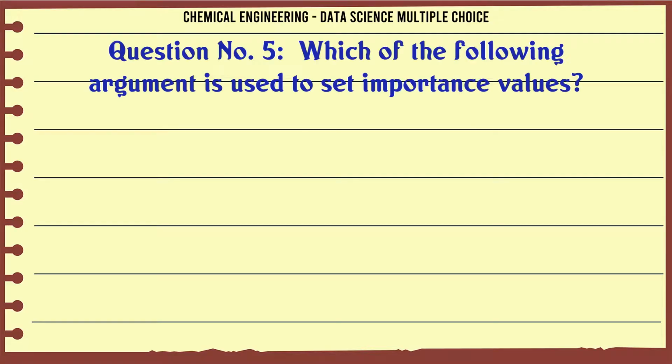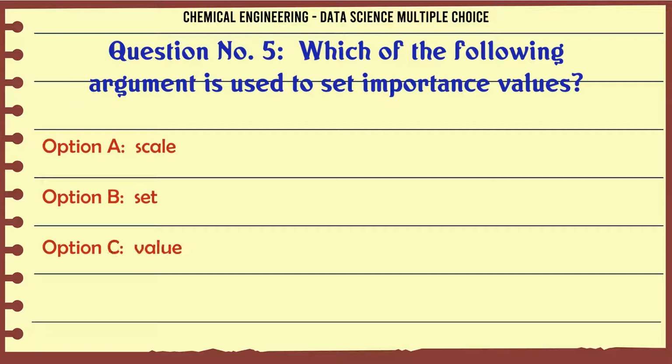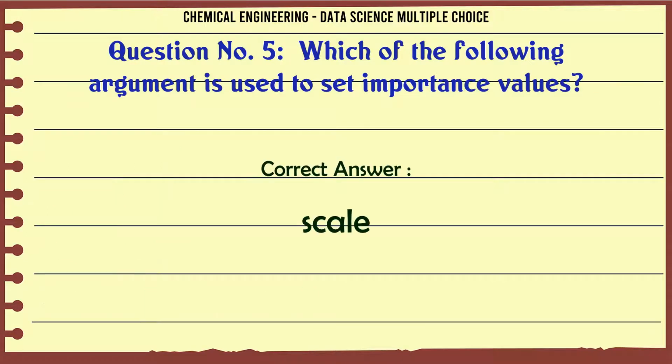Which of the following argument is used to set importance values? A. Scale. B. Set. C. Value. D. All of the mentioned. The correct answer is Scale.